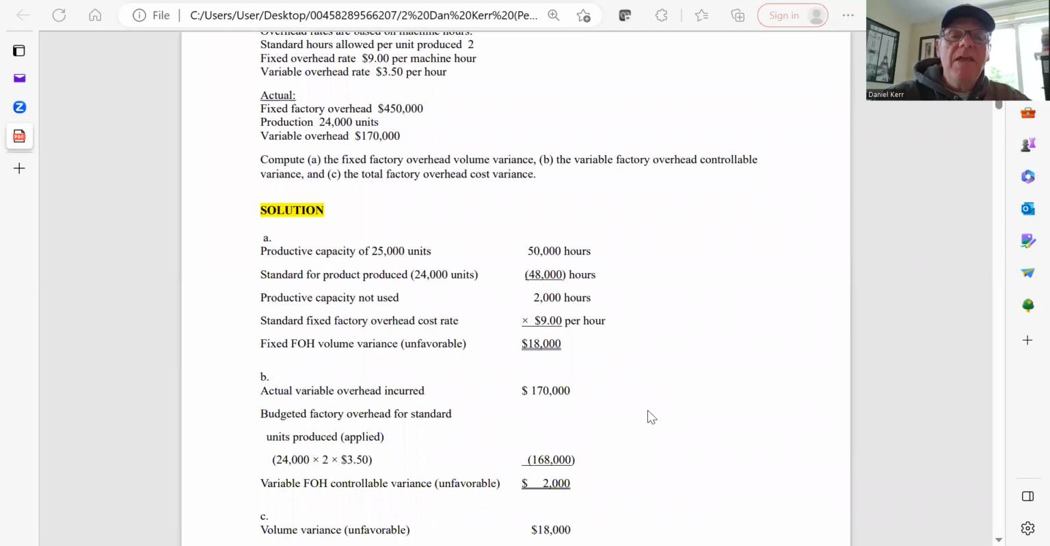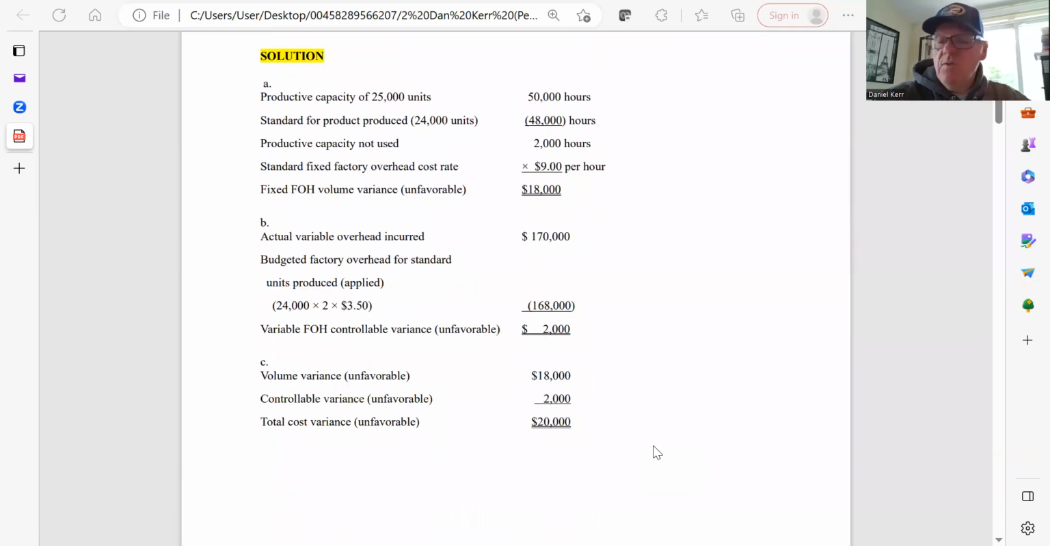And then for the next one, the factory overhead controllable variance, take the actual amount spent on factory overhead and compare that to what it should have been using the budget based on the number of units actually produced. So we produced 24,000 units. Each unit requires 2 hours, and the variable overhead rate is $3.50 per hour. We had $170,000 worth of variable overhead. We should have had 168,000, so we had an unfavorable controllable variable overhead variance of 2,000. So both of your variances are unfavorable.